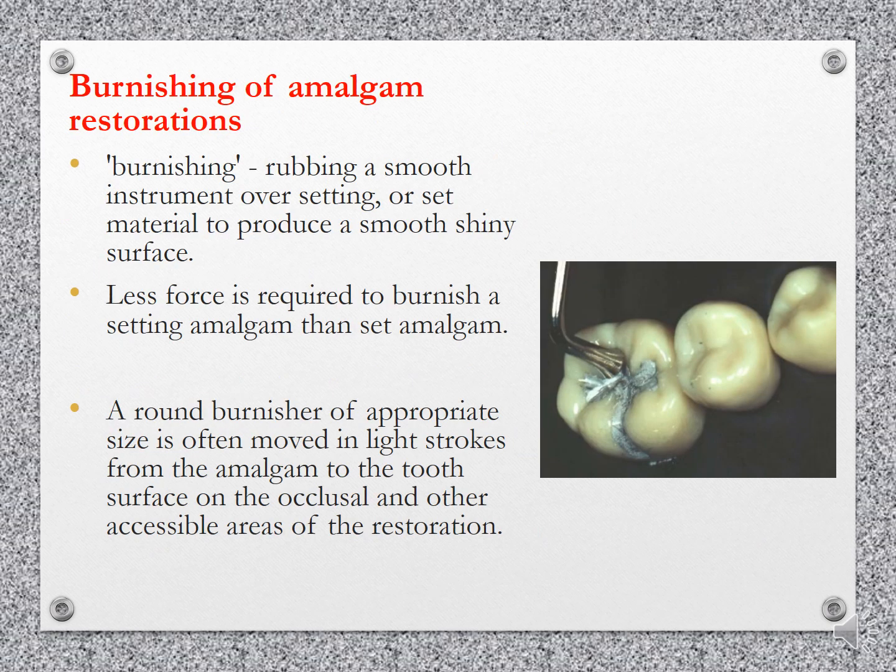Burnishing of amalgam restorations. In amalgam, burnishing is done by rubbing a smooth instrument over setting or set material to produce a smooth, shiny surface. Less force is required to burnish a setting amalgam than a set amalgam. A round burnisher of appropriate size is often moved in light strokes from the amalgam to the tooth surface on the occlusal and other accessible areas of the restoration.